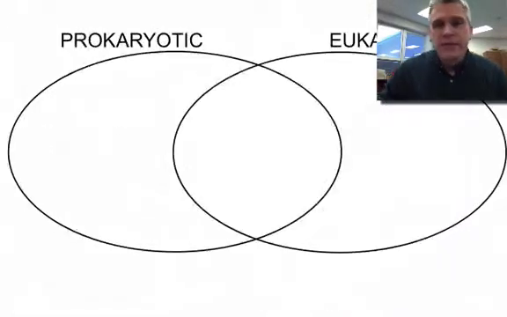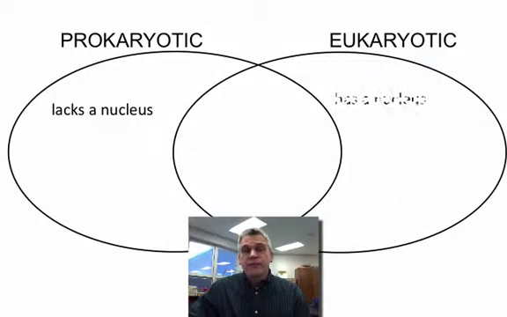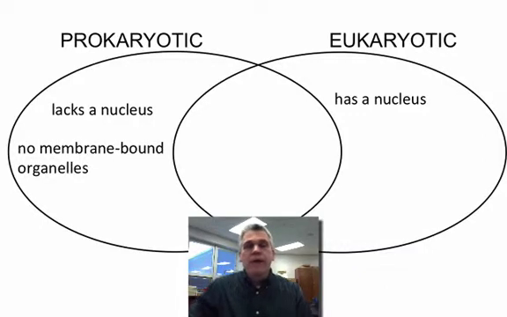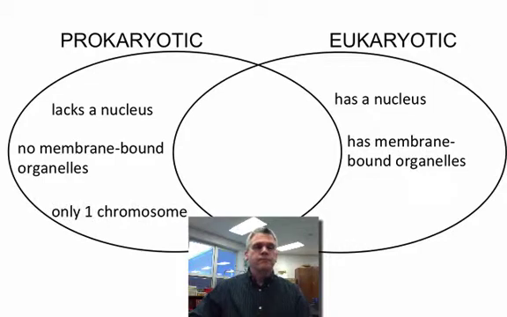Let's compare these, shall we? In prokaryotic cells, they don't have a nucleus, whereas eukaryotic cells do. Prokaryotic cells don't have any membrane-bound organelles, whereas eukaryotic cells do have these membrane-bound organelles. And real quickly, membrane-bound organelles are things like the mitochondria, the chloroplast, the Golgi complexes, the rough and smooth ER.